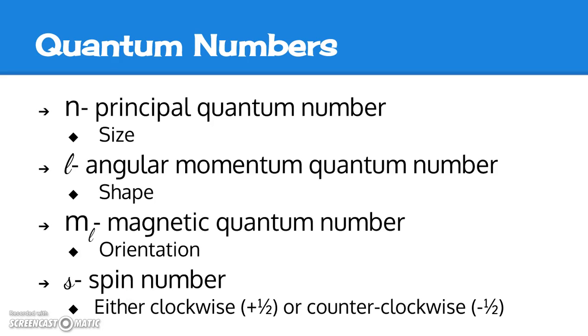We can also write out the quantum numbers. N is the principal quantum number, and it shows the size, and it's usually or always the period number. L is the angular momentum quantum number, and it shows the shape. M is the magnetic quantum number, and it shows the orientation. And S is the spin number, and the electrons are either spinning clockwise or counterclockwise, so it's either positive 1/2 or negative 1/2.